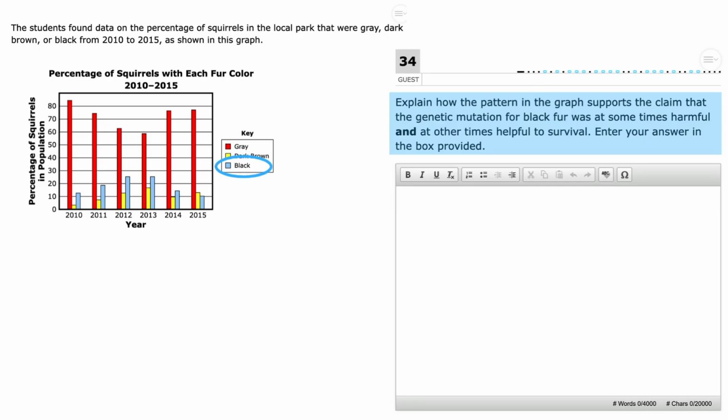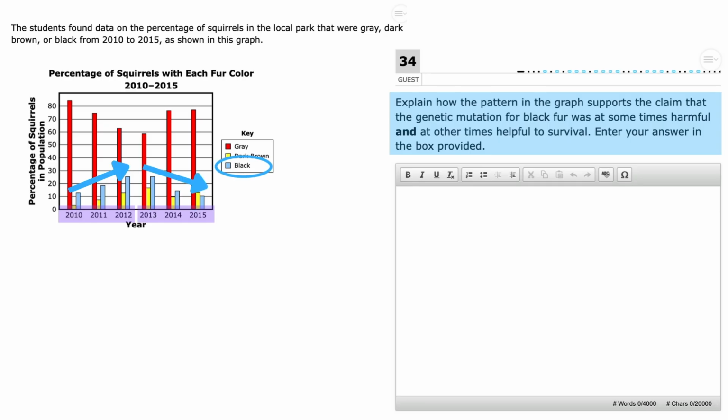The graph shows that the percentage of black squirrels in the population changed over time, which supports the idea that the genetic mutation for black fur was sometimes harmful and sometimes helpful. From 2010 to 2012, the percentage of black squirrels increased, suggesting that black fur may have provided an advantage during those years, such as better camouflage or protection from predators.